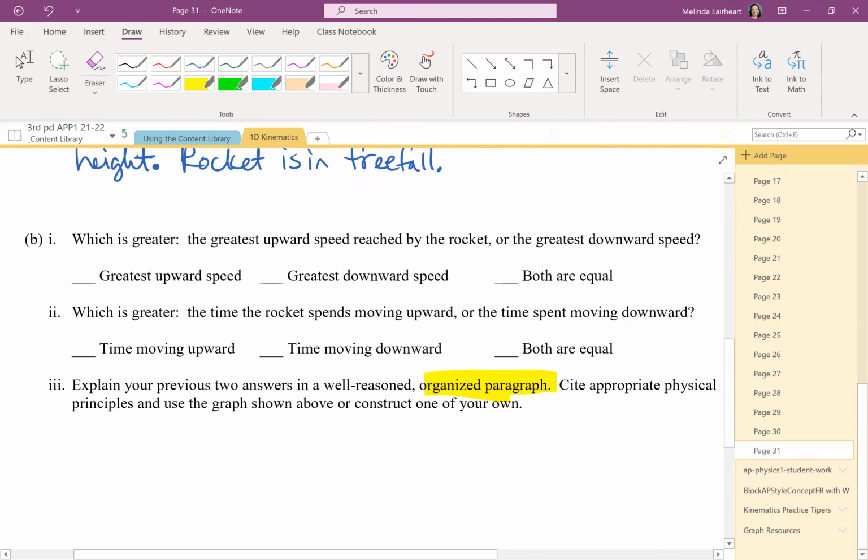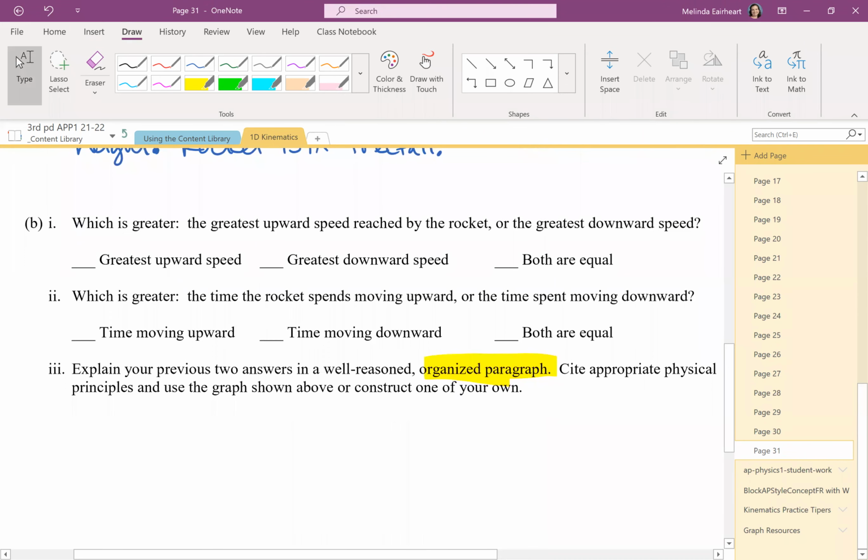And so B says, which is greater? And they're going to talk about speeds and times, and notice the check boxes. So you're not going to get points for check boxes. It's all for part 3. Explain your previous 2 answers. And by the way, don't conflict yourself. Don't check greatest upward speed, and then later on in your paragraph say greatest downward speed. If there's a conflict, you're going to lose a point, okay?